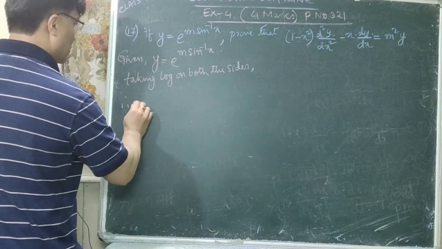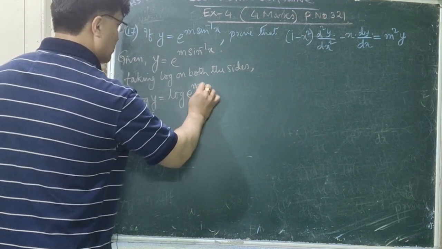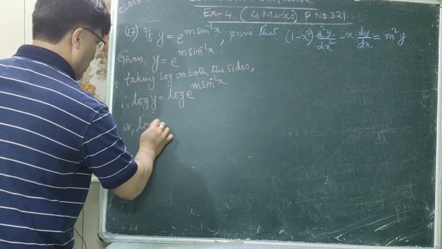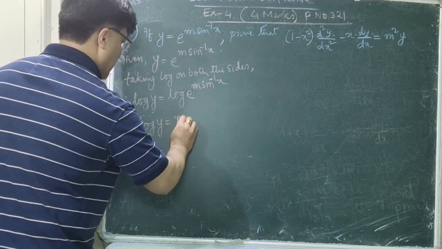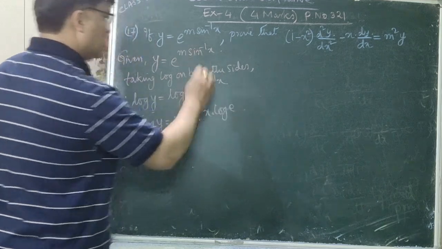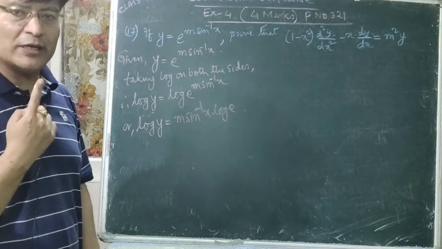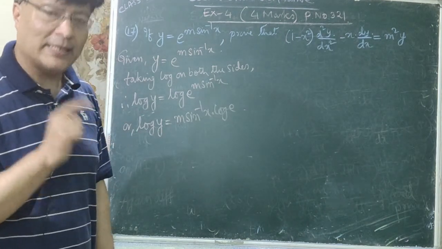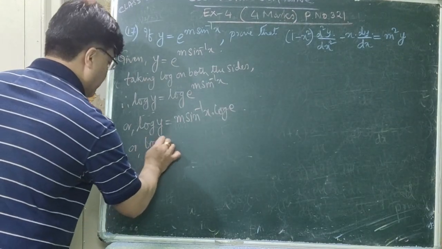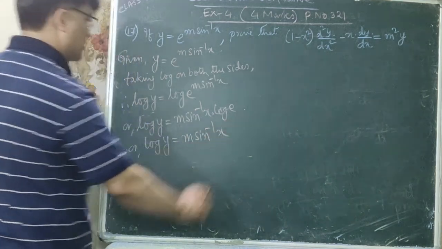So what do we get? Taking log on both the sides, we get log y is equal to log e to the power m sine inverse x, or log y is equal to m sine inverse x times log e. So what is the value of log e? Log e means log e base e, and you know that log e base e is always 1. So this is log y is equal to m sine inverse x.